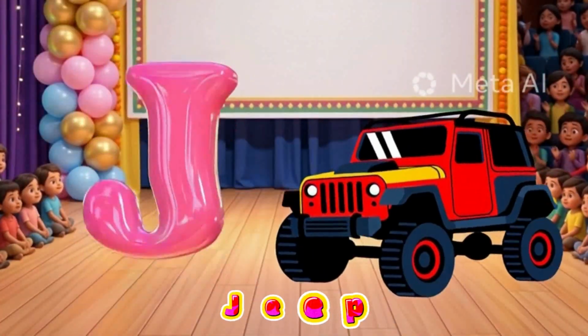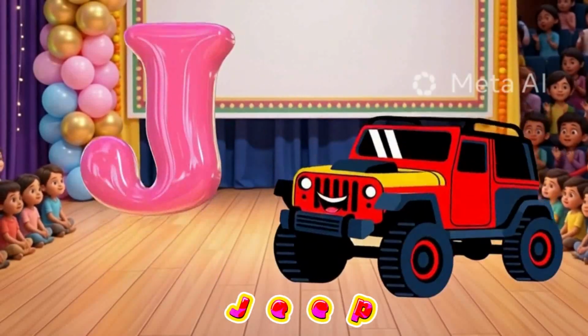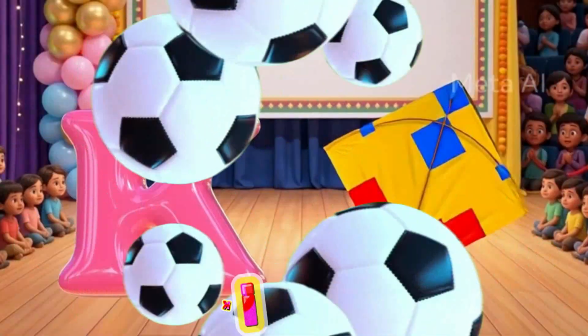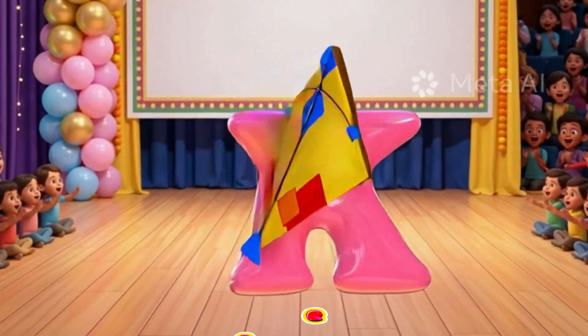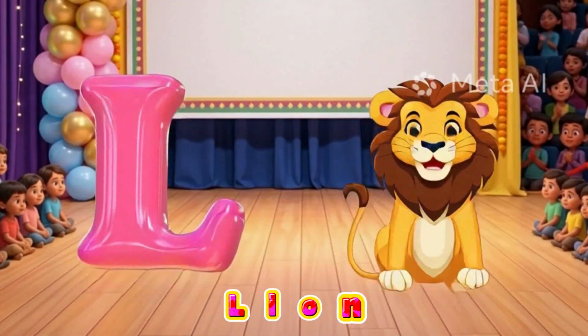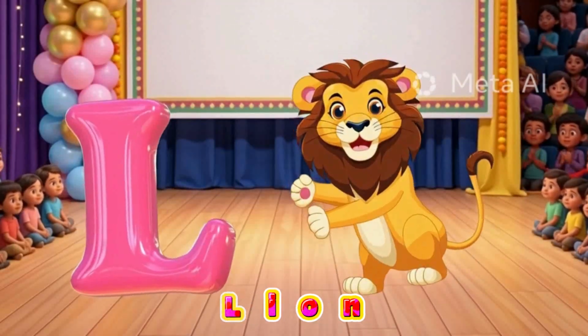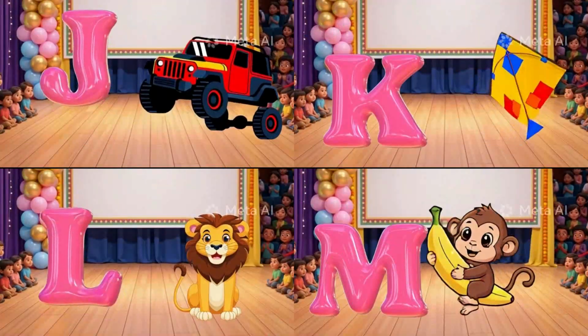J is for jeep. K is for kite. L is for lion.